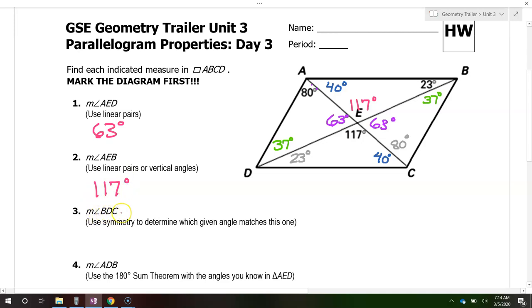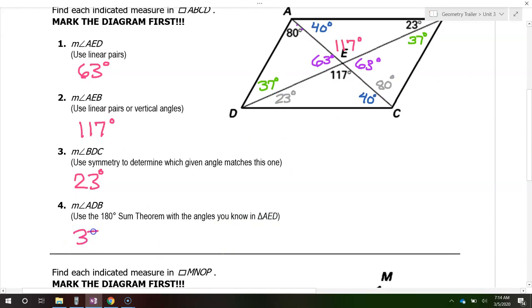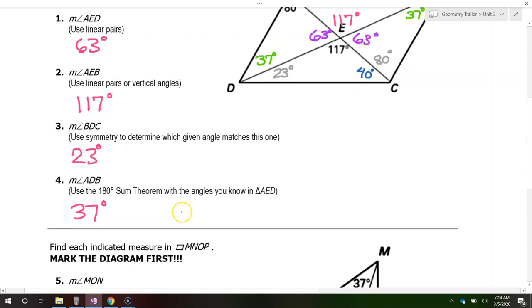What about angle BDC? Okay, so angle BDC is this angle right here. That is 23 degrees. All right, how about angle ADB? Okay, so ADB, that's 37 degrees.